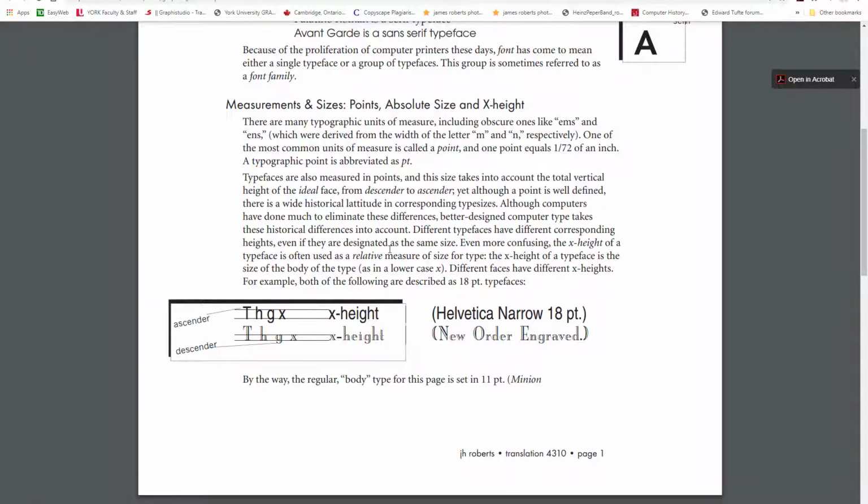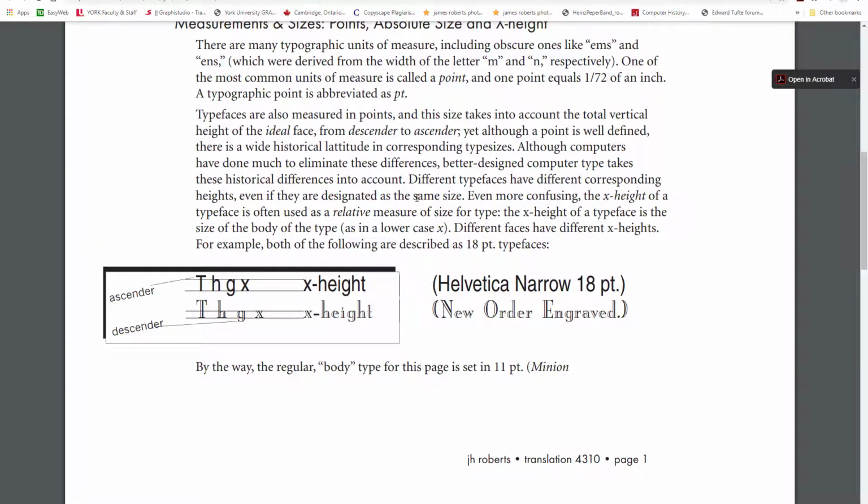Okay, measurements. How do we measure things? Well, there's all kinds of obscure and different ways to measure things. The most standard one you'll find in Word and InDesign and those kinds of things is the point. And the point basically equals 1/72 of an inch. That's not actually true. It's a little bit more like 1/72.7272 repeating. But computers like to round up in the early days, so at a computer level, a point is 1/72 of an inch.